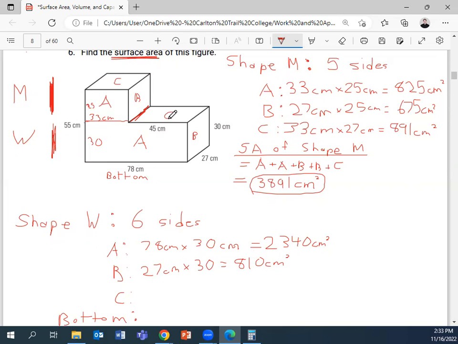Now for shape C, that's the one up here. That's probably the hardest one to figure out. Now we know the length of this one, right? We know this is 27 centimeters. It's the other length. Oh no, it does tell us. It's 45. Never mind. Times 45 centimeters.